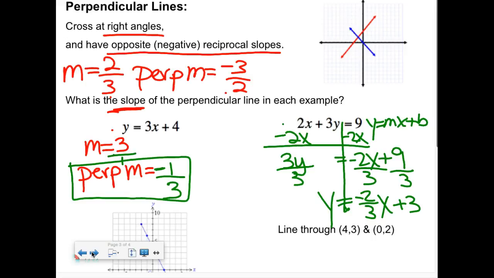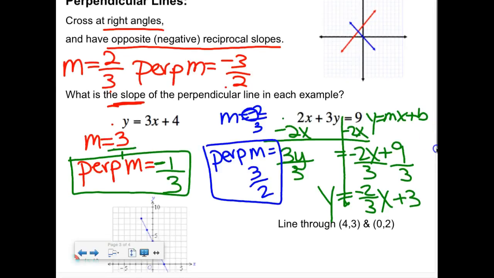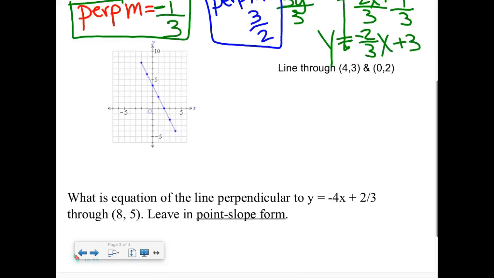So now that I'm in slope-intercept form, I know my slope. I know my slope is negative 2/3, which means my perpendicular slope, my perp slope, I'm going to flip it, so it's going to be 3/2, and because this time it's starting negative, it's now going to be positive. So that is my perp slope. All right, so that's how we do that if they give us equations to start with.